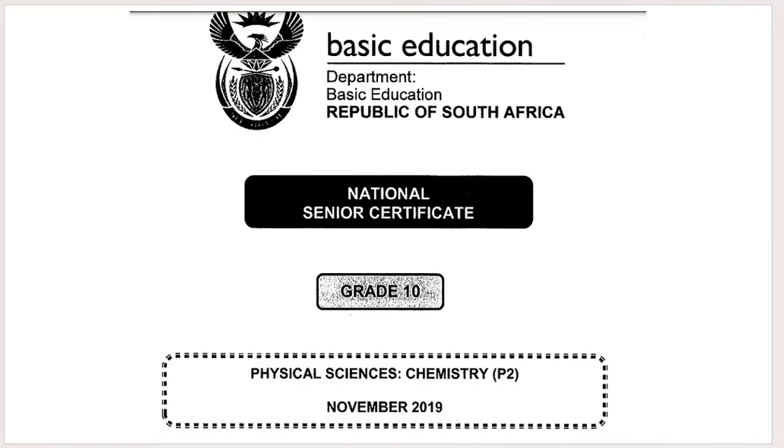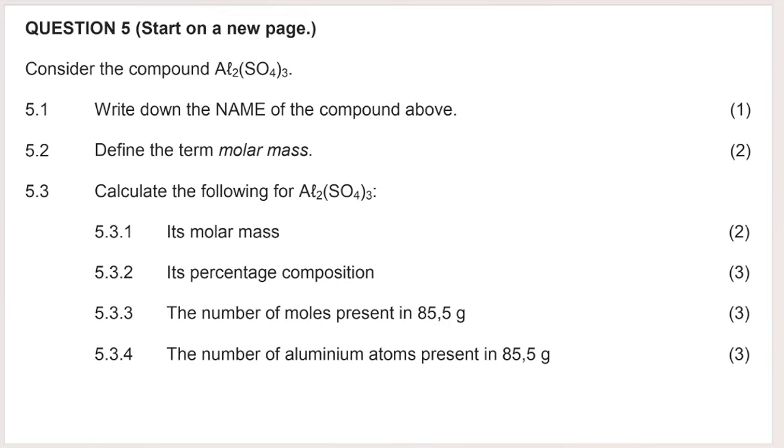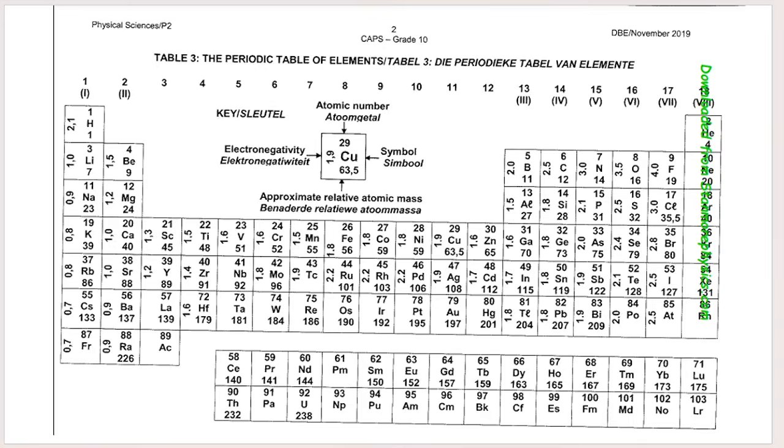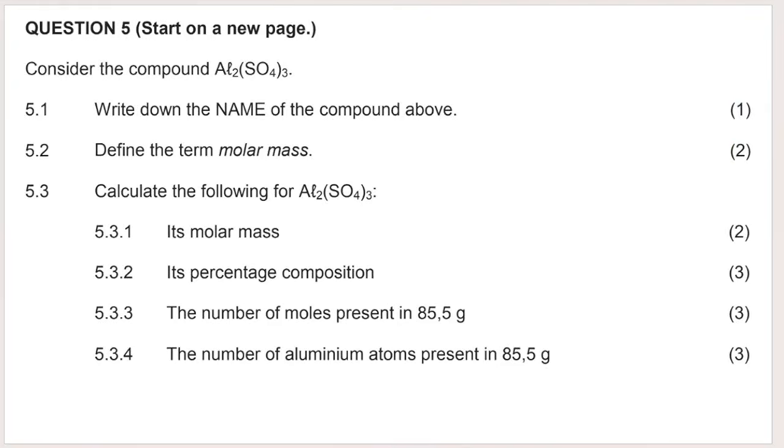In this video, we're going to focus mainly on the quantitative aspects of our chemistry section, which is stoichiometry. Just as a reminder, we always refer to the formula sheets and the physical constants as attached to our paper. We always write down the formulas as given on the formula sheet, and then we rearrange if we need to, and then we always refer to the periodic table. Okay, let's jump right in.